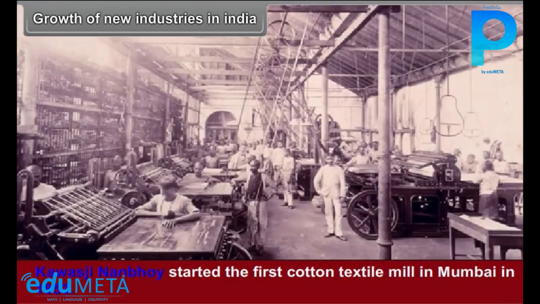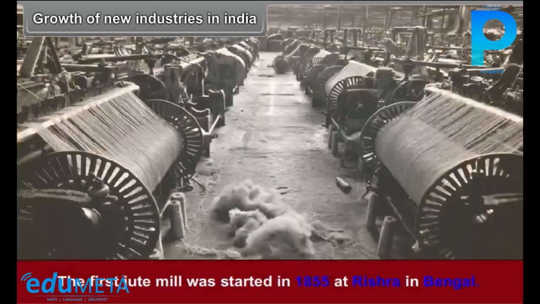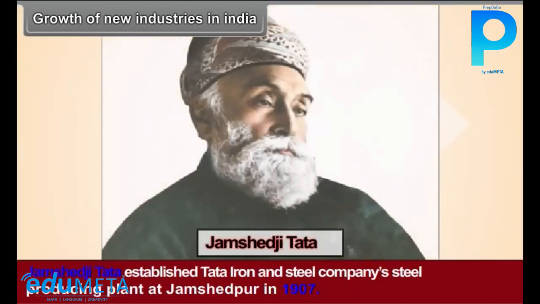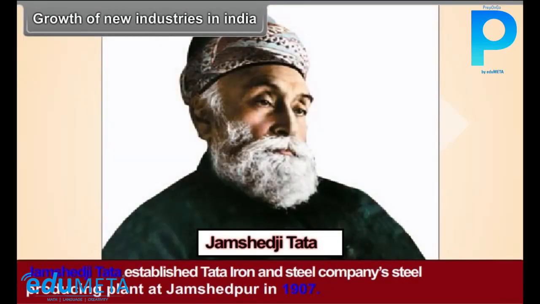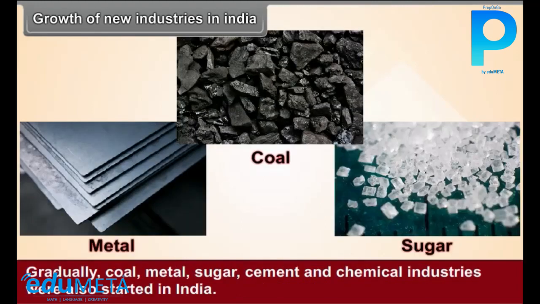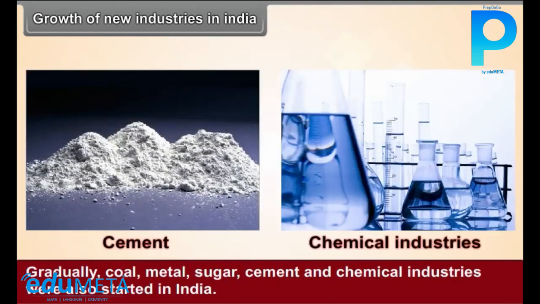Gawasji Nanabhoy started the first cotton textile mill in Mumbai in 1853. The first jute mill was started in 1855 at Rishra in Bengal. Jamshedji Tata established Tata Iron and Steel Company's steel producing plant at Jamshedpur in 1907. Gradually, coal, metal, sugar, cement and chemical industries were also started in India.